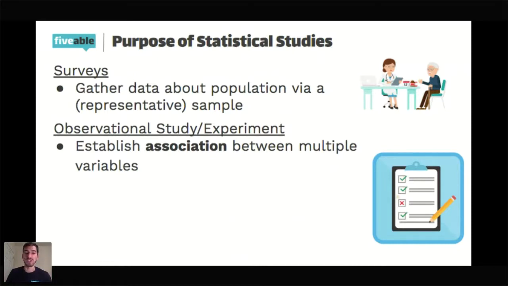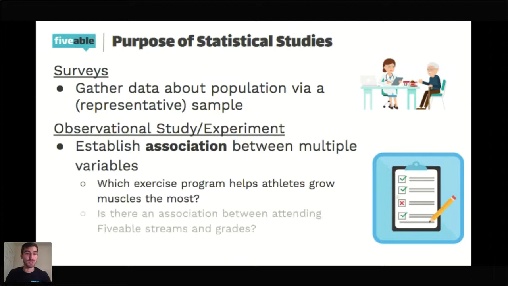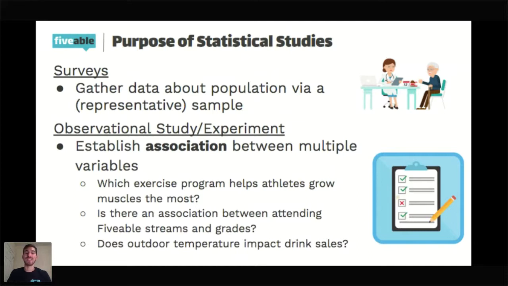If you're doing an observational study or an experiment, your goal is to connect one variable to another. So for example, can you identify which of several different exercise programs will help athletes grow their muscles the most? Maybe you're looking at if there's an association between attending Fiveable streams live and getting good grades on assessments that come about those units. Or maybe you're looking at, does the outdoor temperature impact the amount of drink sales? Maybe if you're selling waters or Gatorades as part of a school fundraiser, does how hot it is outside impact how many drinks you sell?